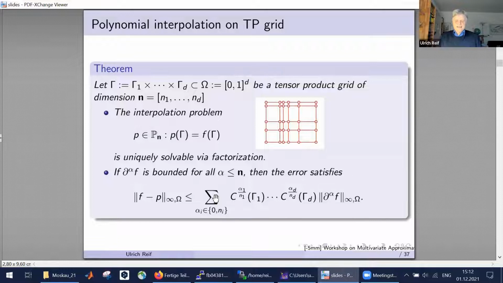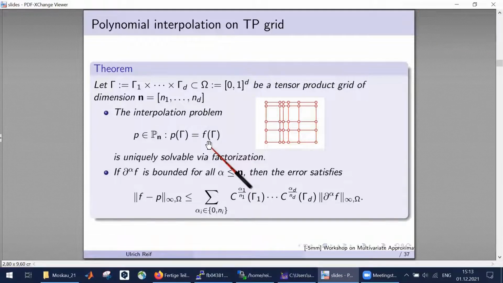So here is the problem now. The set of interpolation points has the structure of a regular grid. So it's the tensor product of these univariate sequences. Here you see the arrangement of interpolation nodes. In this case, of course, the interpolation problem is always uniquely solvable by factorization. You simply solve iteratively one dimension after the other, and you find the solution. But what about the error estimate?